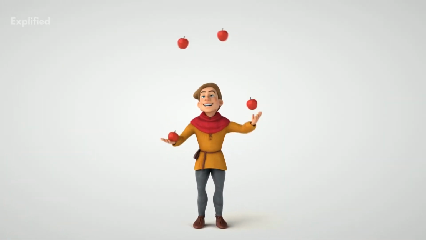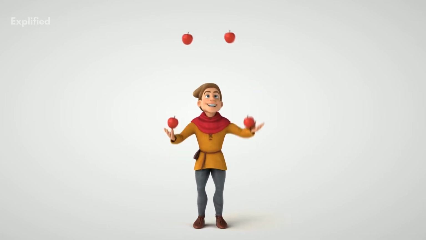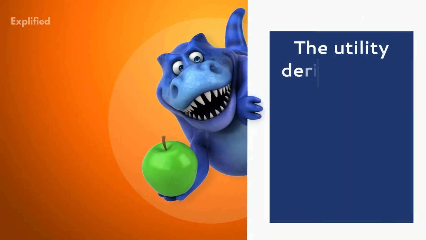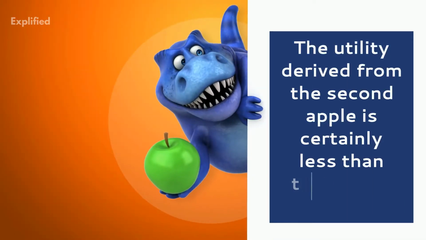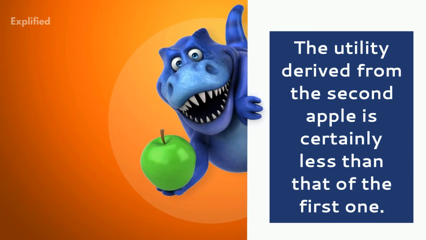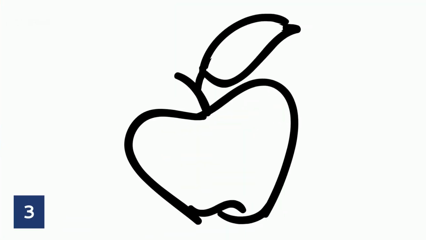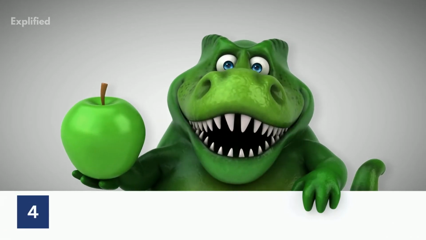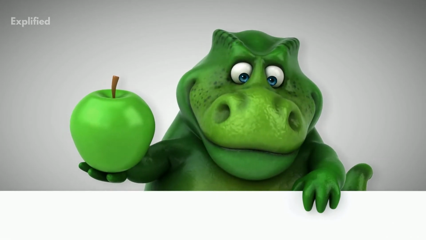Suppose that you are hungry and plan to have some apples. Since you are hungry, the first apple provides you with great amount of utility. The utility derived from the second apple is certainly less than that of the first one. Similarly, the utility derived from the third apple is lesser than that of the second one. The fourth apple yields you less utility than the third one, and so on.